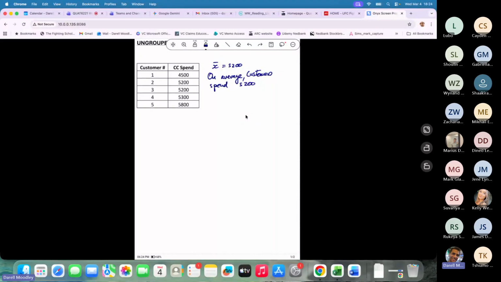Now, we've worked out the mean. So the mean, also known as the average, is one type of central measure. It's the same thing as your average.